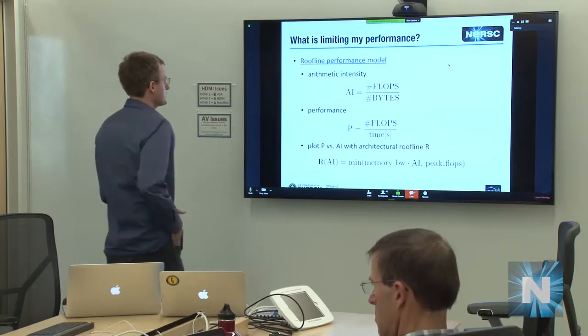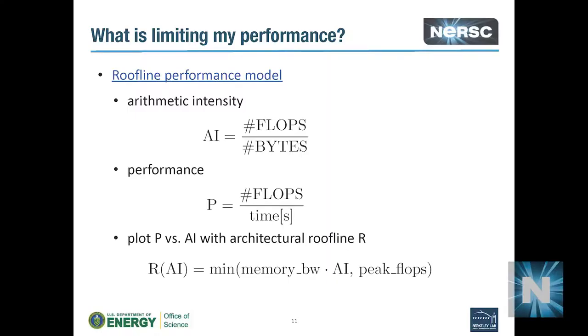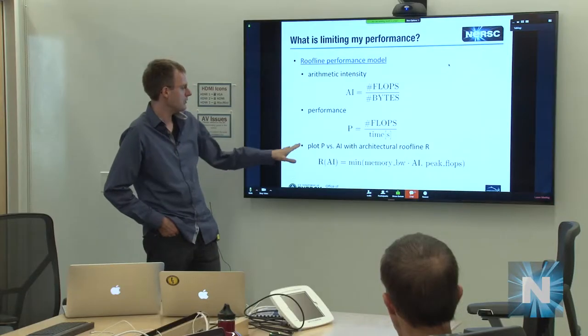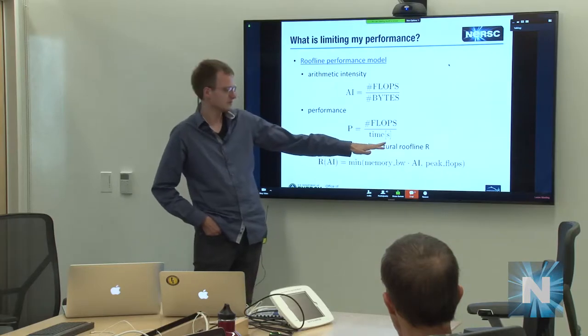So once you have this, you do the following. You model your performance using the roofline performance model. And that says the following. First, you compute the arithmetic intensity, which is just the ratio of flops to bytes, okay? And then you compute the performance of your kernels, which is just the number of flops divided by the execution time. So this is the time you got in the first run when you looked at the timings for all your kernels, right? So you have that number. And then you plot this on the architectural roofline, okay?